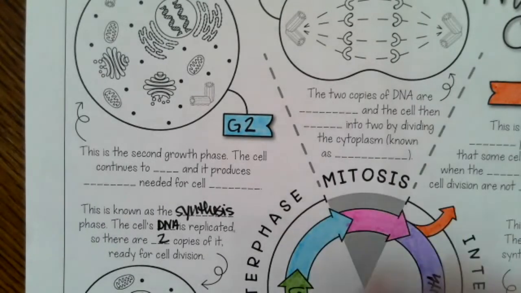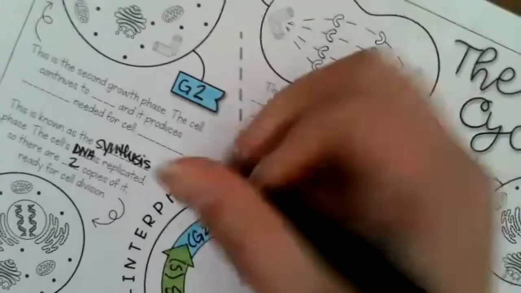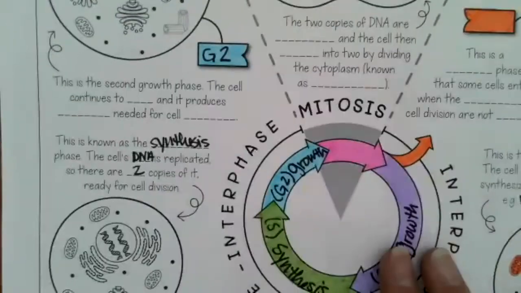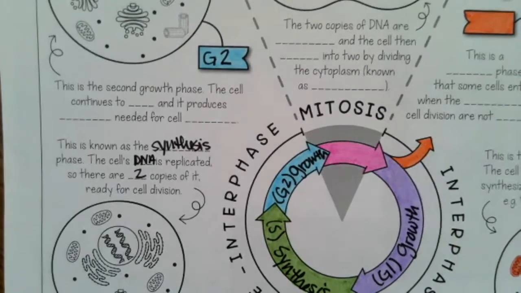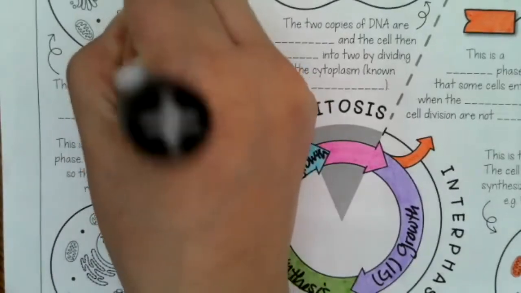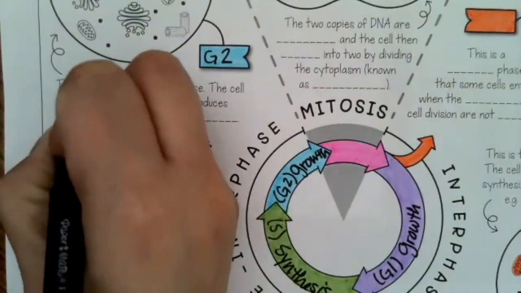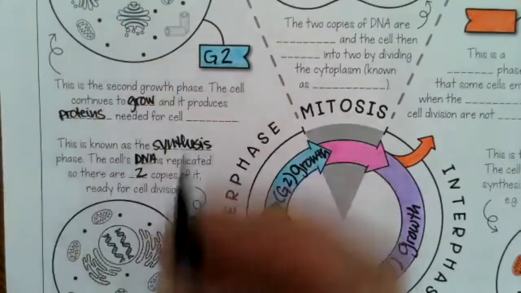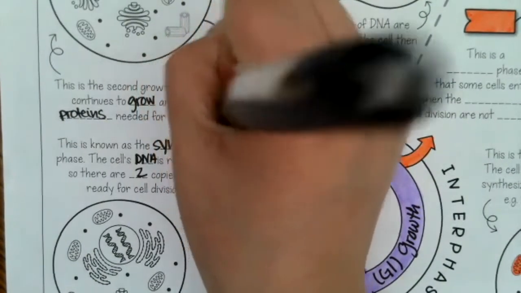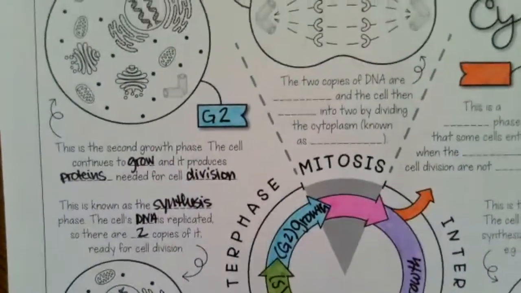Because it's our second growth phase. So again, I'm going to go ahead and write that down here. Make sure I do not forget that this is G2, also characterized by growth, okay? Super important. All right, so this is our second growth phase. The cell is going to continue to grow, okay? And it's going to produce proteins that are needed for cellular division. All right, and cellular division is basically how we begin to replicate our cells.